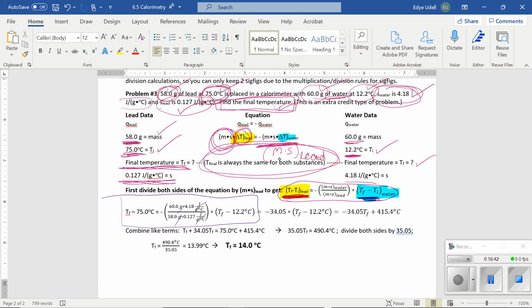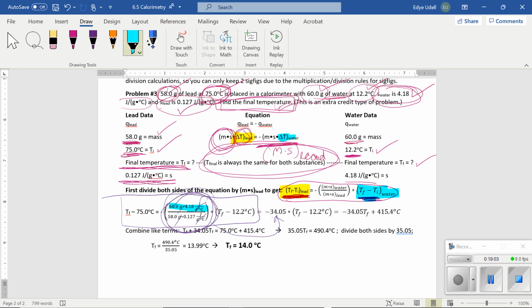I don't distribute this negative yet. That gives me negative 34.05. All of this stuff is 34.05. So now I'm going to distribute. I'm not doing anything with the left side yet. I just calculated what all of this was, and that's my 34.05. So I'm going to highlight all of this is where the 34.05 came from.